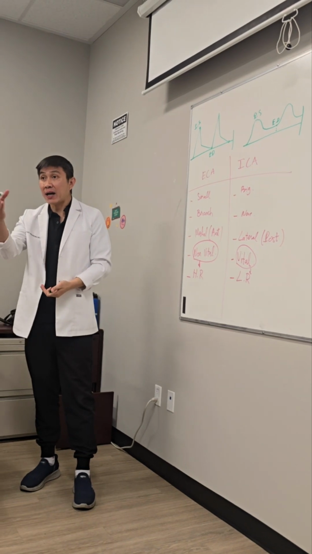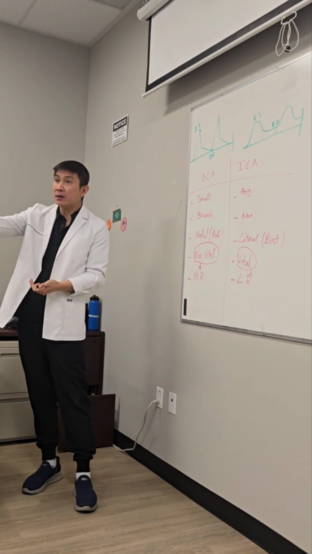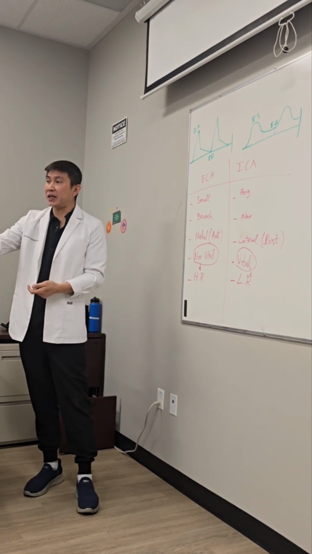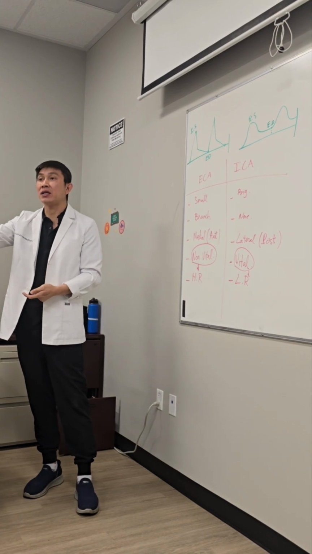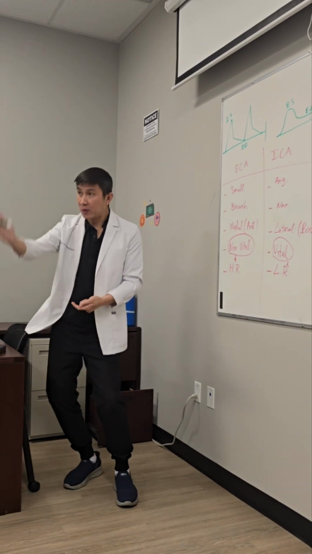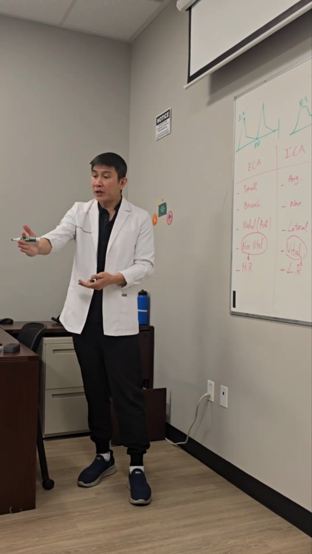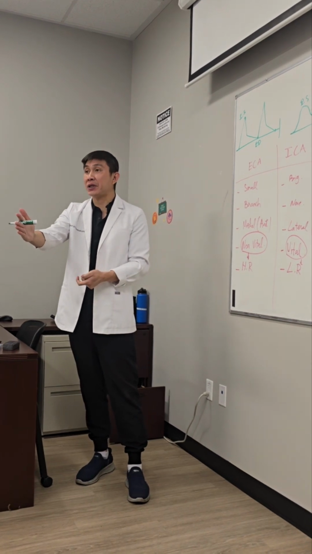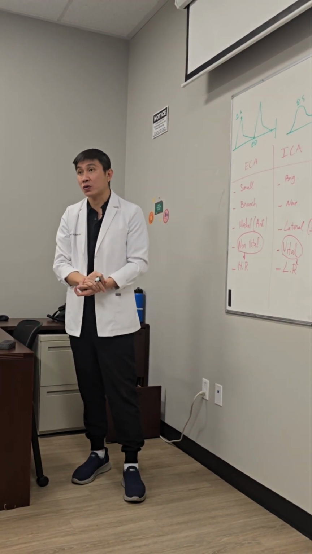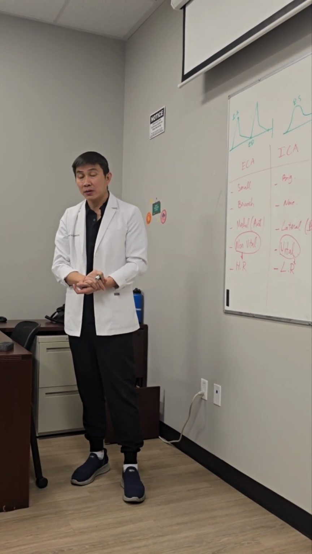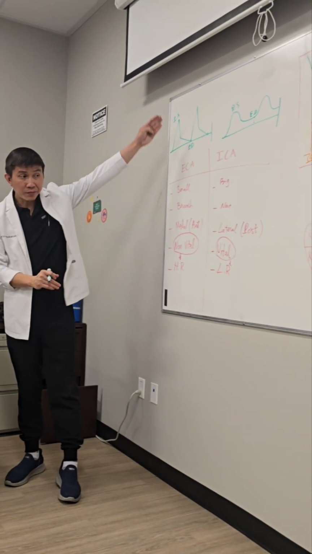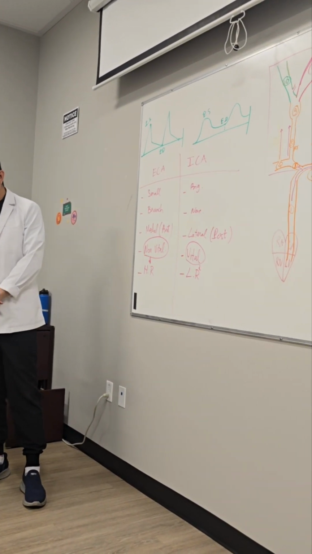Because you don't have time. Just boom, okay, here. Put the Doppler on. Okay, this looks low resistance. This is ECA for sure. Or put it on this vessel. Boom, this is high resistance. So this is ECA for sure. Good. So remember, this chart is important.